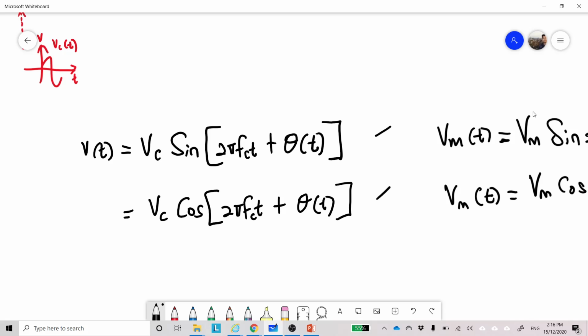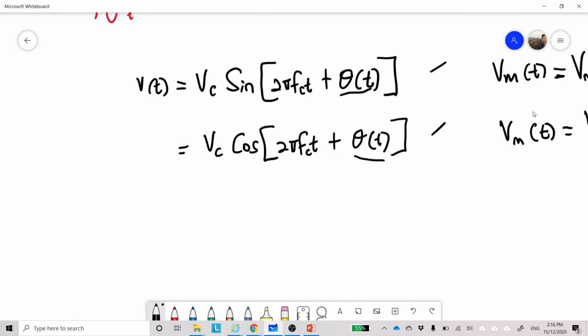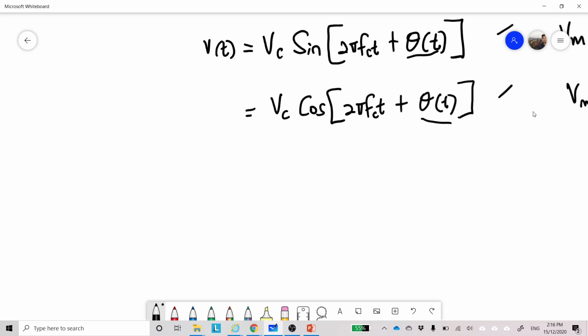Okay. So dalam angle modulations, the parameter that you're going to change is the theta T, the angle. So theta T is equal to Kp Vmt. Kp Vmt, saya padam.